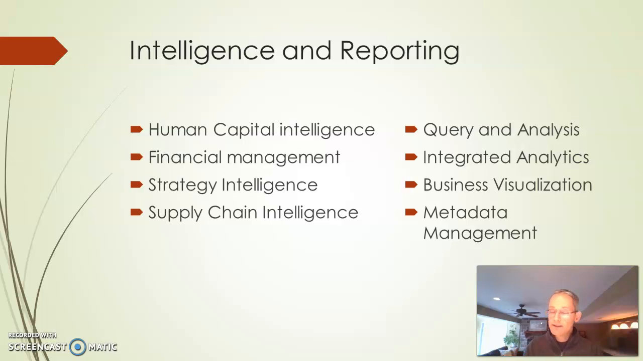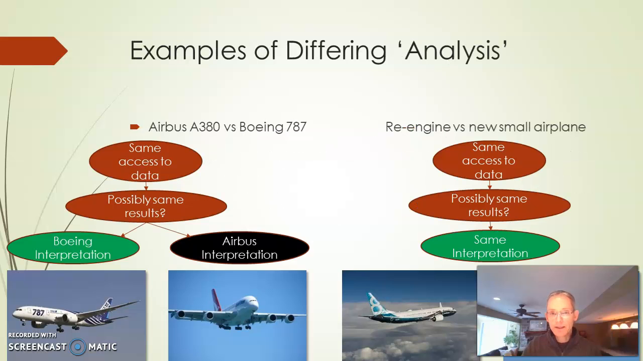Intelligence reporting is the easiest stuff to come off of this, right? There's human capital intelligence, financial management, strategy intelligence, the ability to do query and analysis across that data, integrated analytics. All of these feed what we understand, so the knowledge that we can get about our environment based on the reporting and the intelligence that we get from that data. That analysis though, requires people to actually think through it, and it's not flawless, okay? There's no system that's going to be flawless. It requires an understanding of our environment.